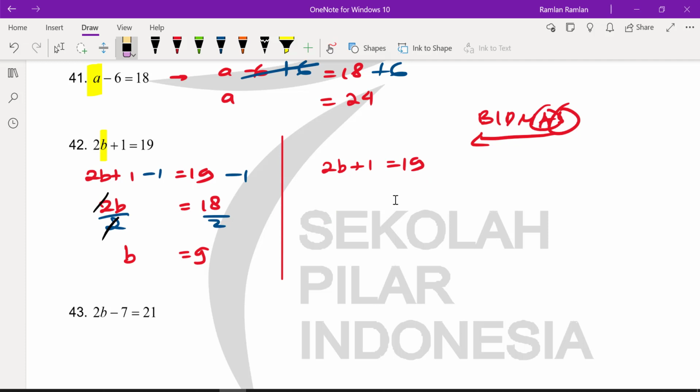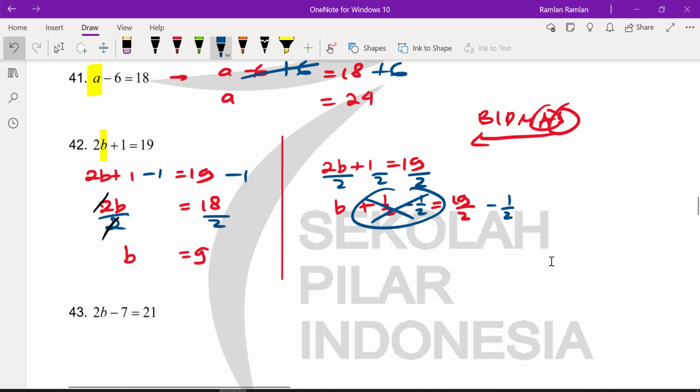So when you want to get rid of that 2, you need to divide this by 2, this by 2, and this by 2, every single term, right? So 2b divided by 2 is just b, and 1 divided by 2 is just 1 over 2, and this is 19 over 2, right? And then the next thing, we need to get rid of that 1 over 2, right? Because it's being added, so you need to subtract. This is minus 1 over 2, and this is also minus 1 over 2. Can you see that this is gone? It's just 0. So it's just b over there.